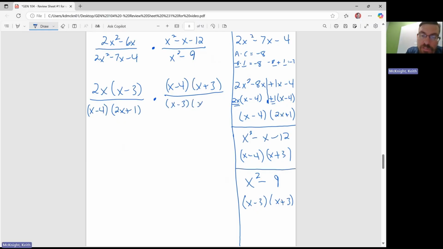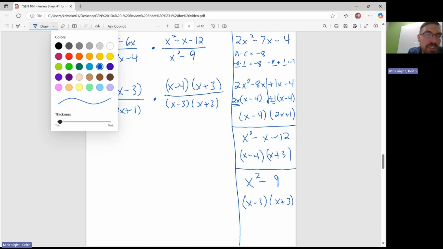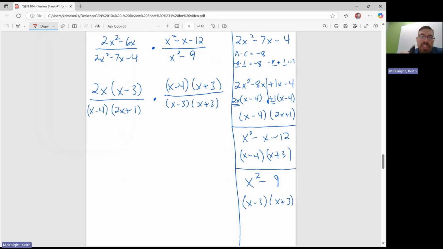Now, once you have it all factored, we have all multiplication now. We have all of our factors. Anything that is on a top and a bottom that are the same can cancel. So now we get to have the fun of just crossing stuff out. So we have an x minus 3 on top. That will cancel with an x minus 3 on the bottom. And it doesn't matter if they're on the same top or bottom. They just have to be a top and a bottom, okay?